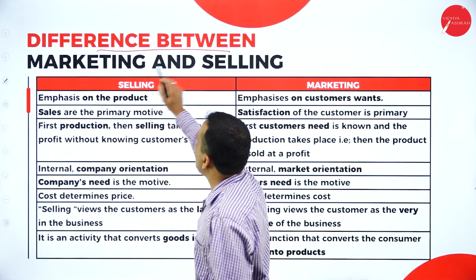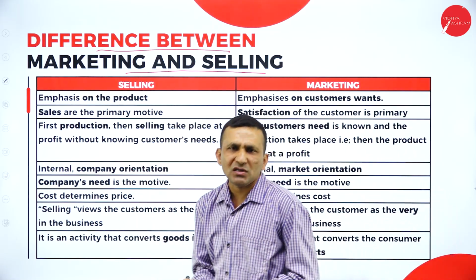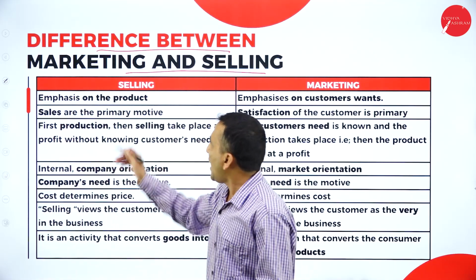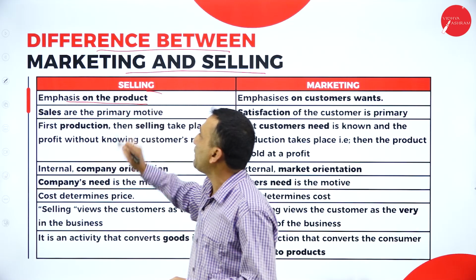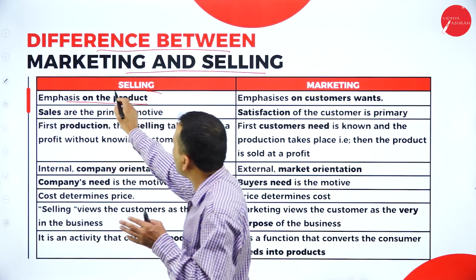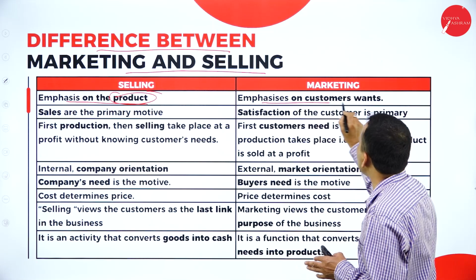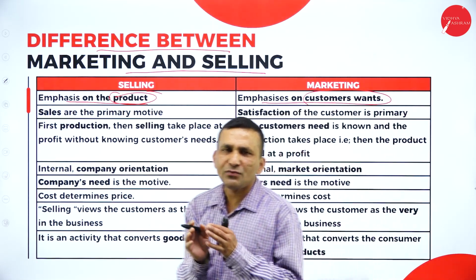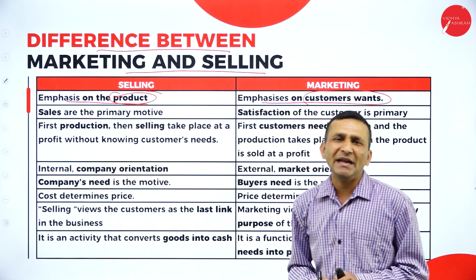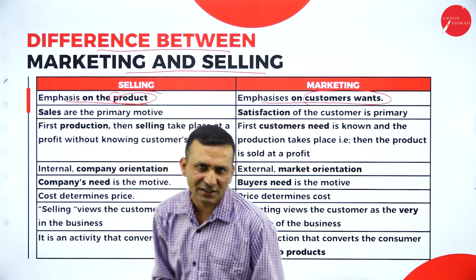The difference between marketing and selling: marketing is a complete process and selling is one specific activity or function, a sub-function. Under selling, the emphasis is on the product. They are trying to focus only on sales, only on the product, on how I can sell. In the case of marketing, the emphasis is on customer wants. Because in modern marketing, we always talk about how you can meet the customer needs and wants according to customer expectation.